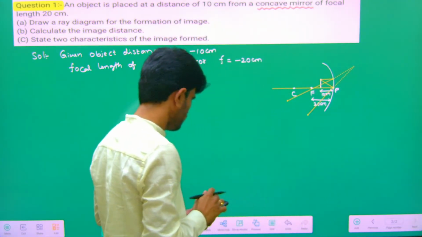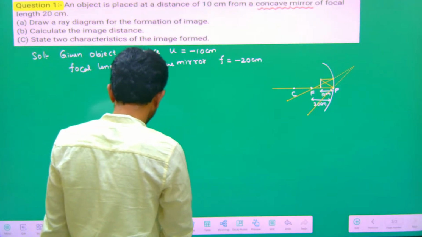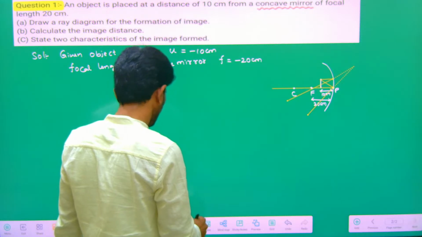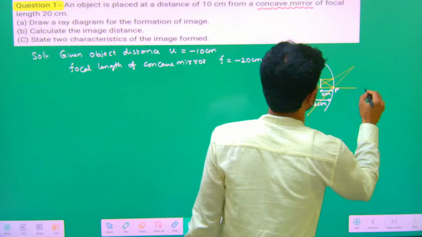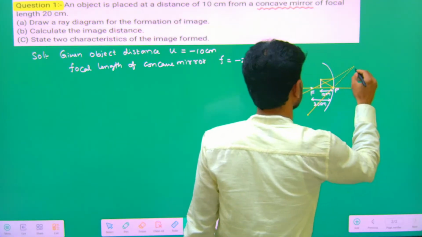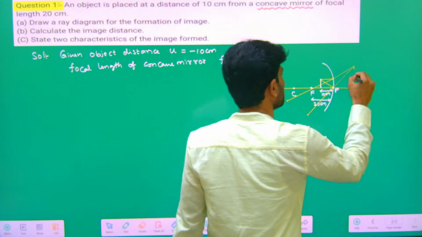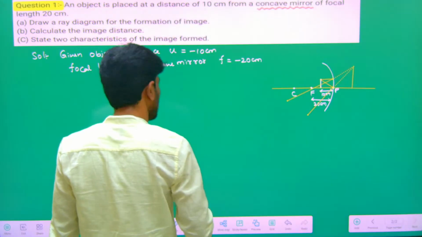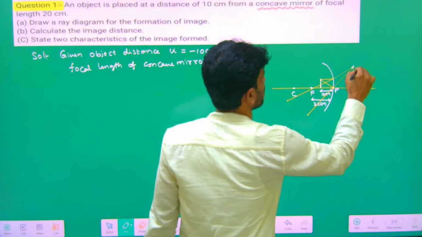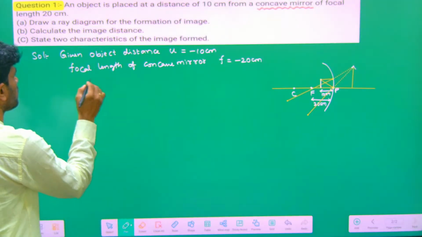Now this will come. Here, if you observe, they both are meeting at one point behind the mirror. At that point, the image will form. So this is the formation of the image behind the mirror. In this way, we can find the ray diagram. This is the ray diagram. That is the answer to the first question, and the second question, the ray diagram, is over.